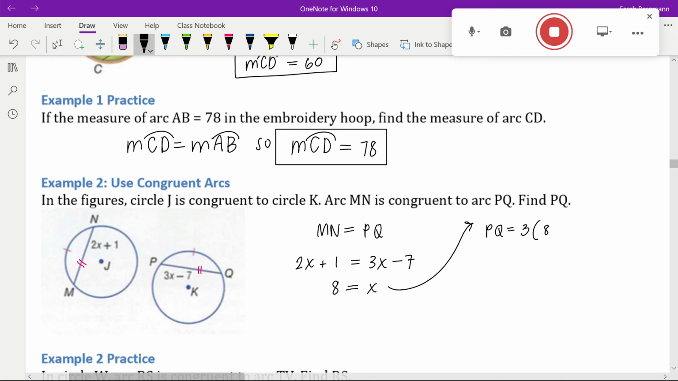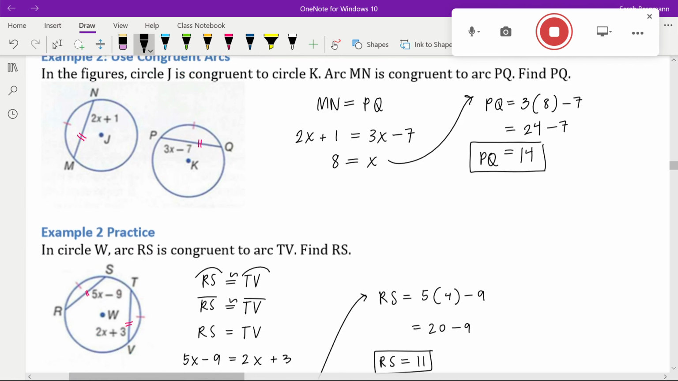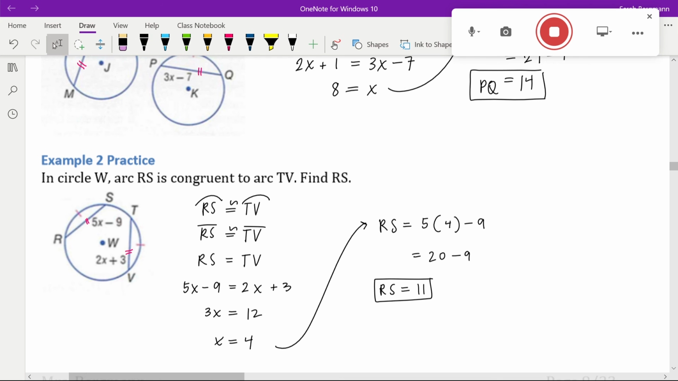But remember, I'm finding PQ, so I'll have to plug that back in. So I have 3 times 8 minus 7. 3 times 8 is 24. 24 minus 7 is 14. So I get PQ equals 14. Try the similar problem that I have listed for you below. Here's the correct answer.